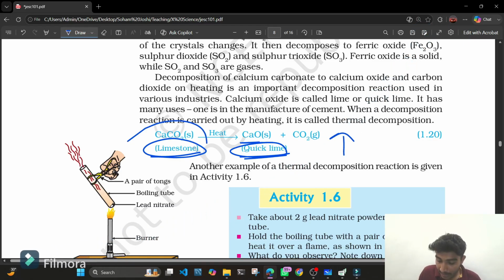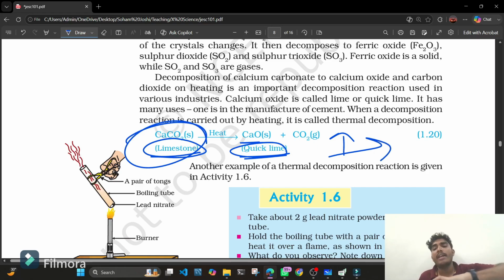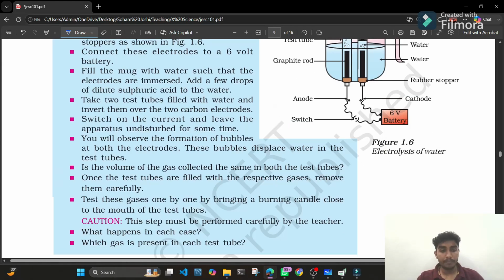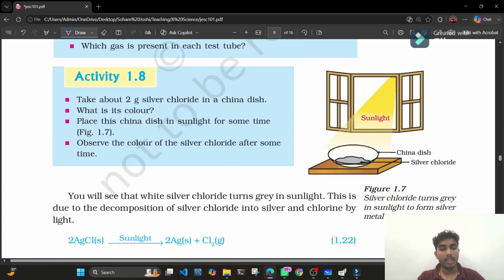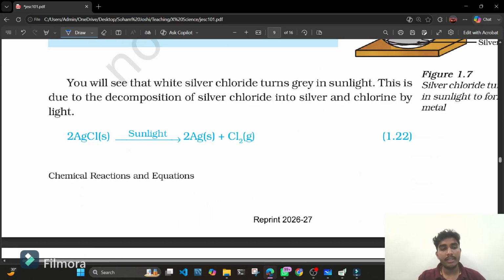Here I heated CaCO3, so that is why it was thermal, and again it is a decomposition reaction, that is why it is a thermal decomposition reaction. Some more examples of decomposition reaction are, basically, silver chloride turns gray in sunlight.